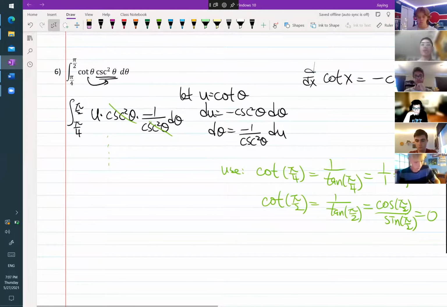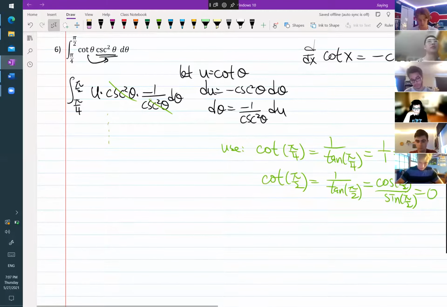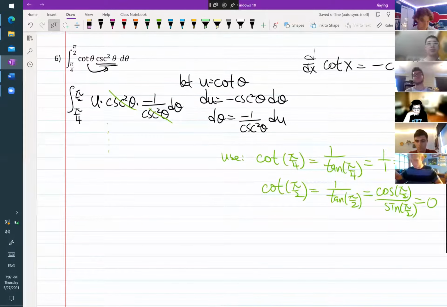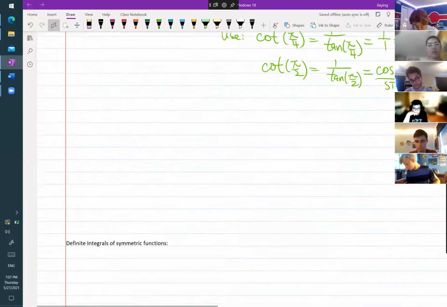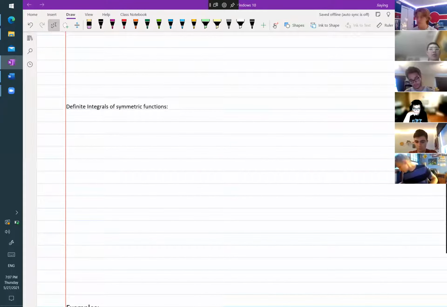So that's all I have to say with substitution and the integration. Any questions? So I didn't finish this, but the rest should be manageable. All right, I'm going to move on to the next part, which is we're going to talk about symmetric functions.